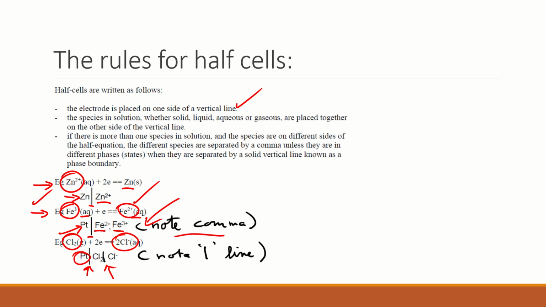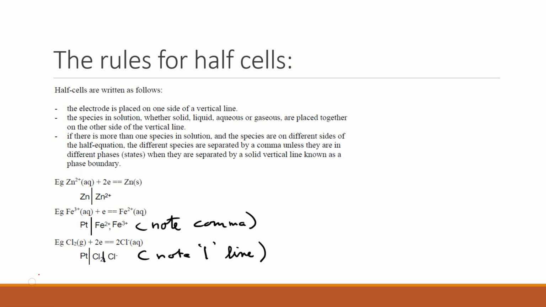However, if they are in different phases, which is exactly what we have in the next half cell down, because chlorine is a gas and chloride ions are aqueous, they are separated by a solid vertical line. You can see my wobbly solid black vertical line there. So we don't need it here, they're not in different phases. Aqueous, aqueous. We do need it down below.